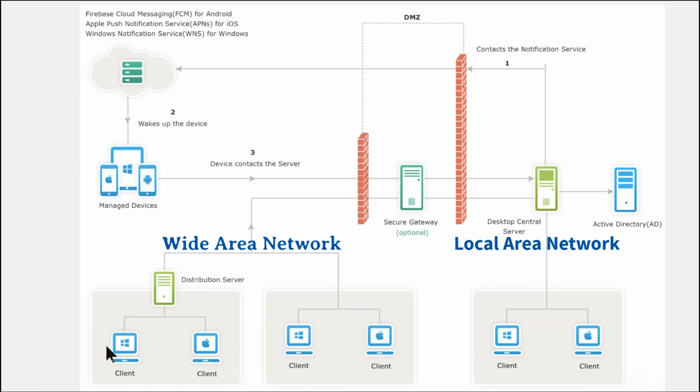Agent will download them and process the deployment. Once the deployment is completed, the agent will directly post the status to the Desktop Central server application. So regardless of whether you have a distribution server, the agent needs to communicate to the Desktop Central server.